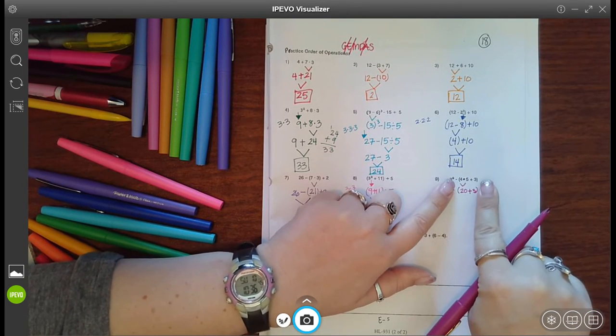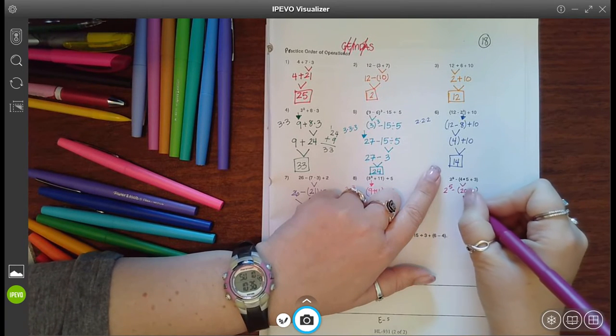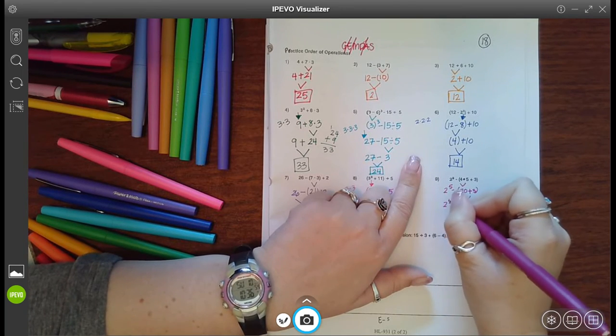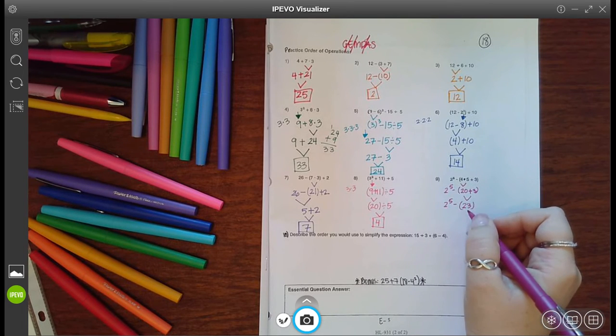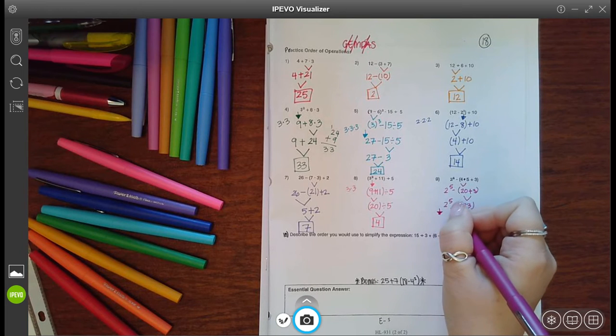Okay, and then I still have parentheses that need to be simplified to a singular number. So 20 plus 3 is 23. And before I can subtract, I need to do exponents, right? Because the parentheses are down to a singular number. Now we move on to the E of GEMDAS, which is exponents.